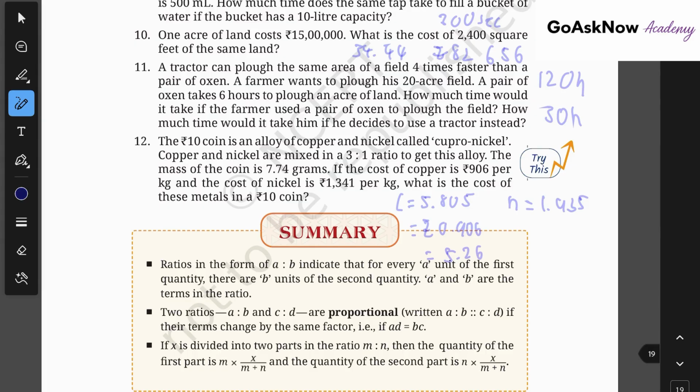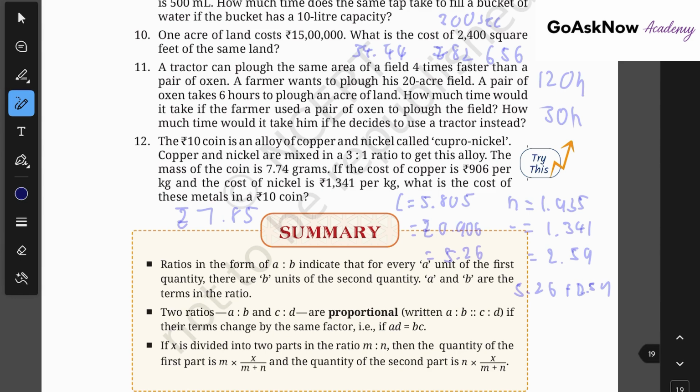Then for nickel, since it's 1,341 rupees per kilogram, for 1 gram it's just 1,341 divided by 1,000. Since 1 kilogram is 1,000 grams, you get 1.341. And if you times it by the amount, 1.935 grams, you should get 2.59. So we add the numbers together, 5.26 plus 2.59. You should get 7.85 as your answer. So it costs 7.85 rupees to make a 10 rupee coin.